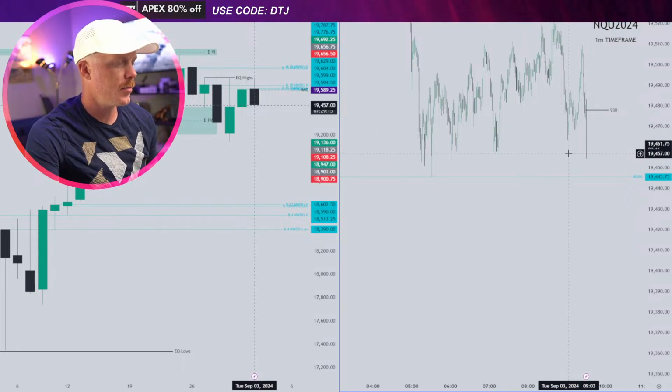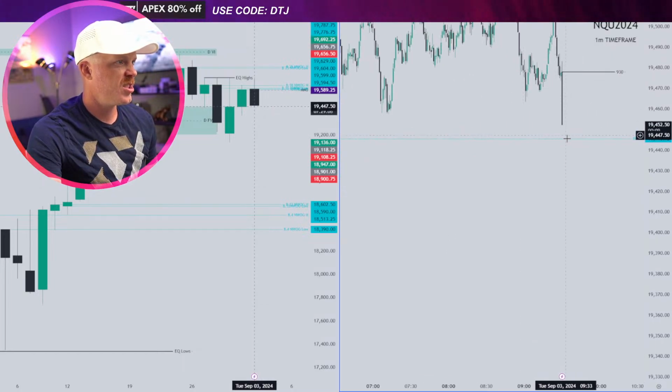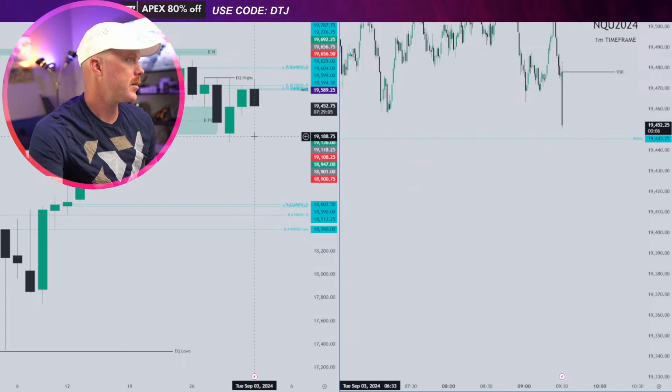Expect unless it retraces completely, I think we should run this low resistance liquidity all sitting right here. Run to at least beneath this and see what happens. See what happens after that.